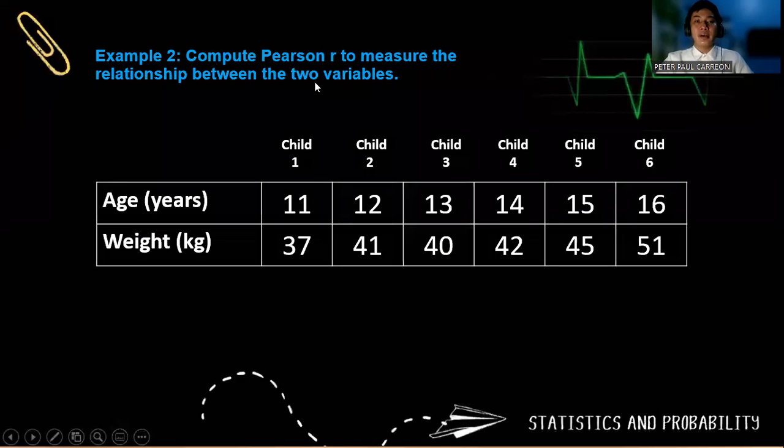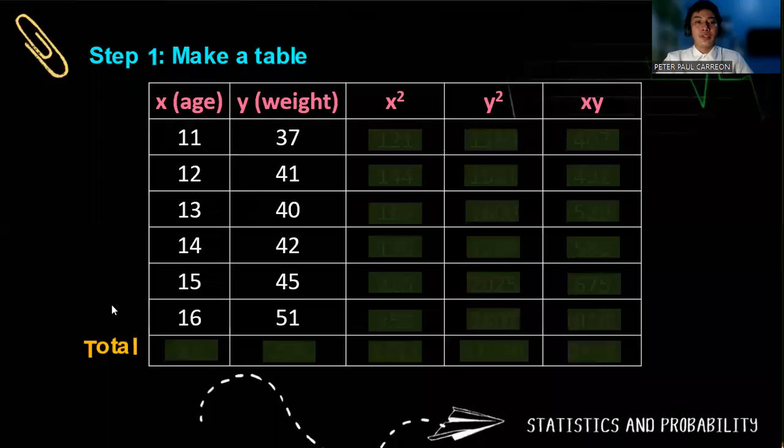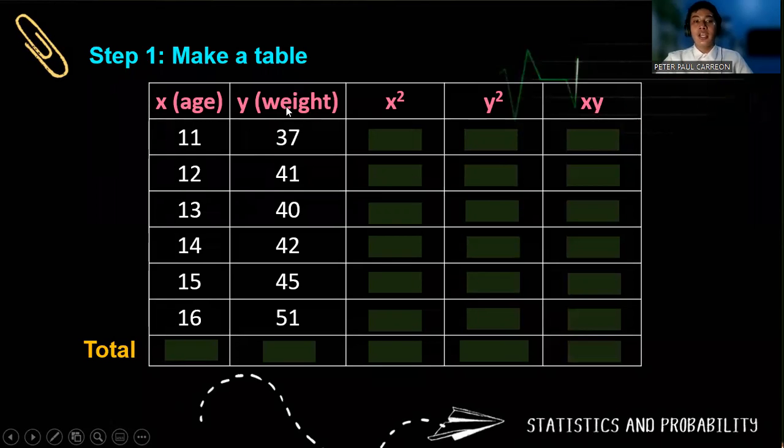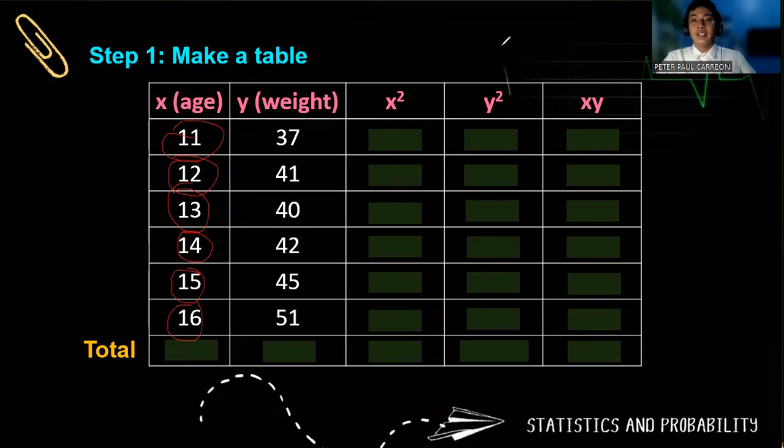So let's have this example. Let's compute the Pearson R to measure the relationship between two variables. First, you list down all the x values for age and all the y values for weight. And we get x squared. How do we get x squared? We square 11, 12, 13, 14, 15, and 16, respectively, for the third column.